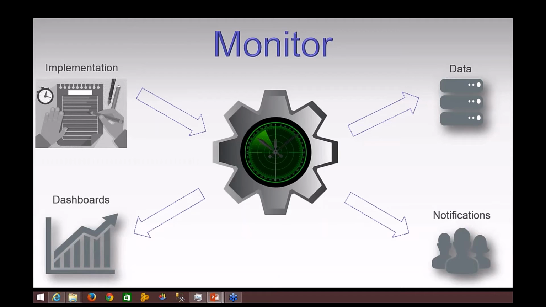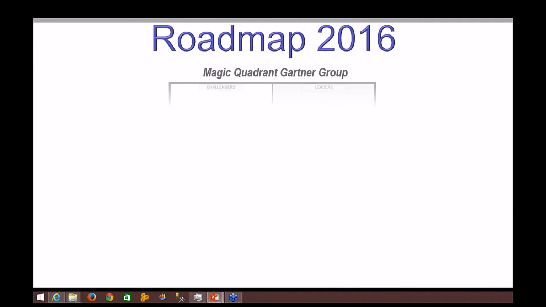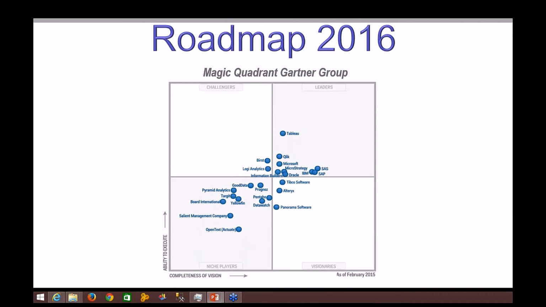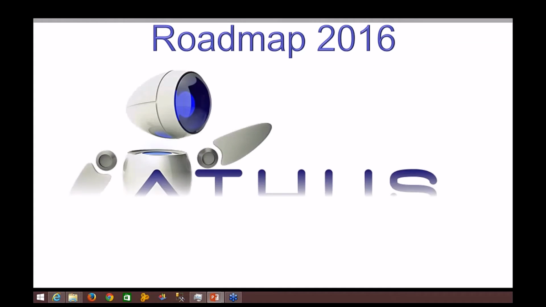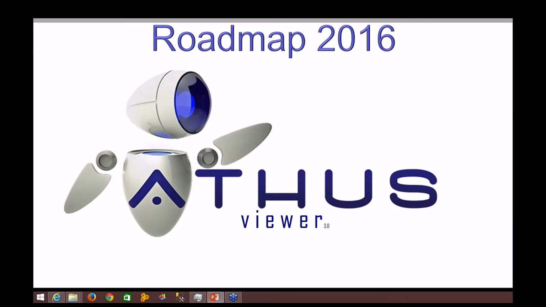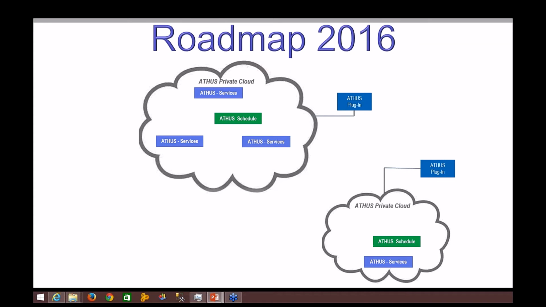And let's go to the next. So where is this heading? Roadmap 2016. The idea of the Magic Quadrant here is all the BAM software leaders are in there. So they're all doing something. They're all doing something with business intelligence. But essentially, none of them is doing quite what Athus is doing. And this is an outlook into Athus Viewer 3.0, which will be out by the end of the year, 2016.